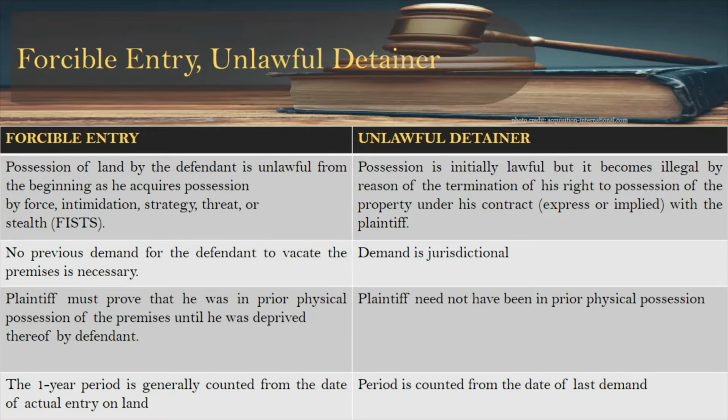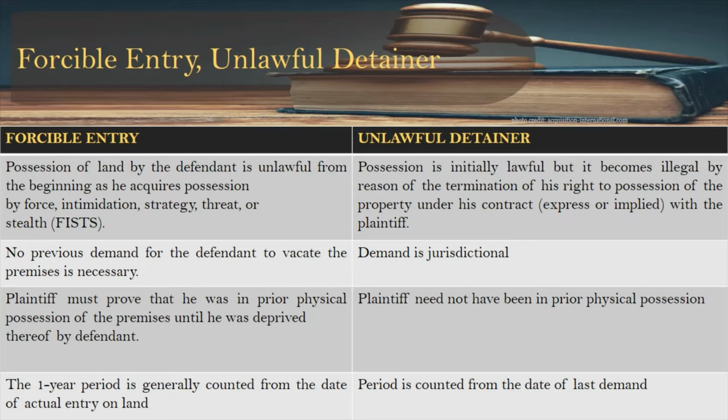And now let us compare forcible entry and unlawful detainer. In forcible entry, possession of land by the defendant is unlawful from the beginning as he acquires possession by force, intimidation, strategy, threat, or stealth. In unlawful detainer, possession is initially lawful, but it becomes illegal by reason of the termination of his right to possession of the property under his contract, expressed or implied, with the plaintiff. In forcible entry, no previous demand for the defendant to vacate the premises is necessary. In unlawful detainer, demand is jurisdictional.